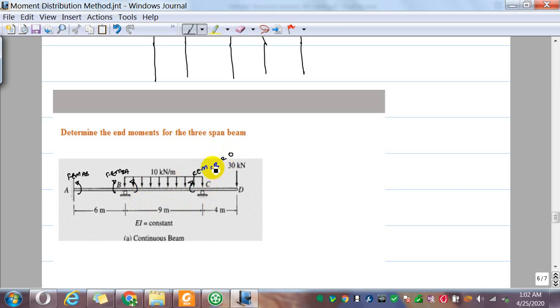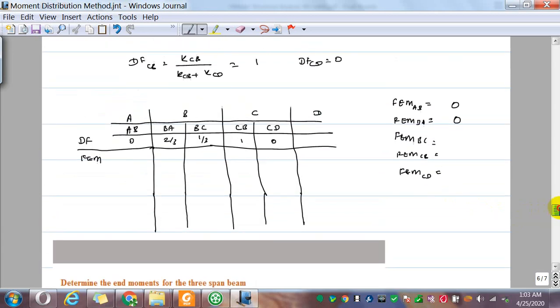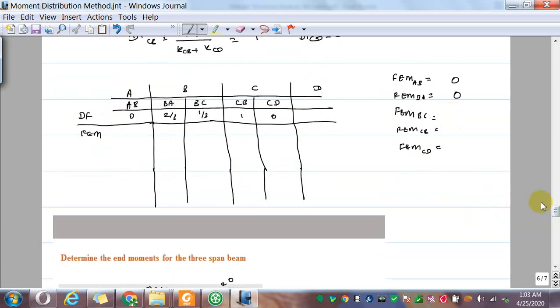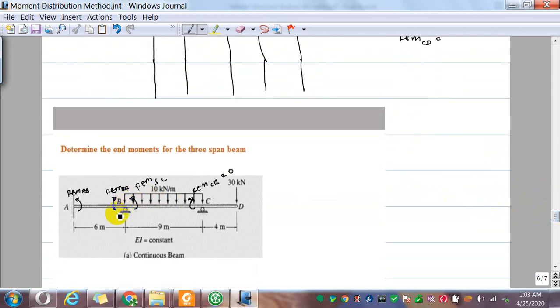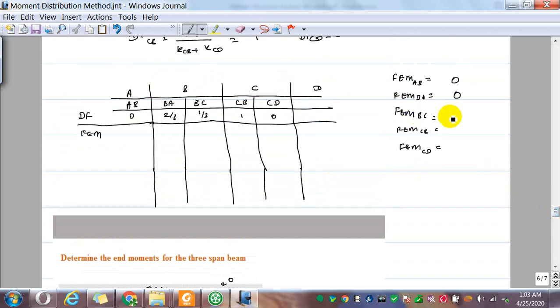So that is very important that we make this assumption, because we earlier assumed C to be a pin. In that case we assumed 3EI over L. Now this is FEM BC. So FEM BC is WL squared over 8. That is counterclockwise, so counterclockwise is positive. So WL squared over 8.